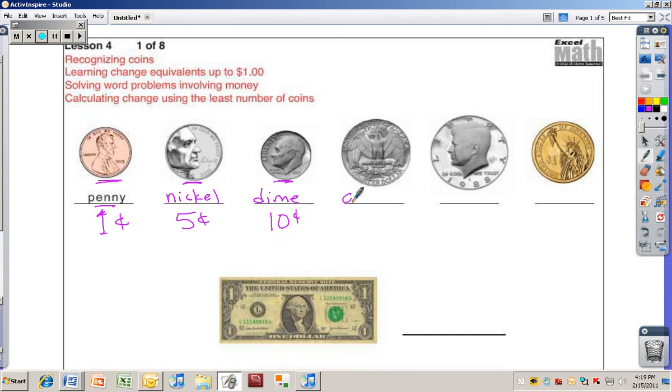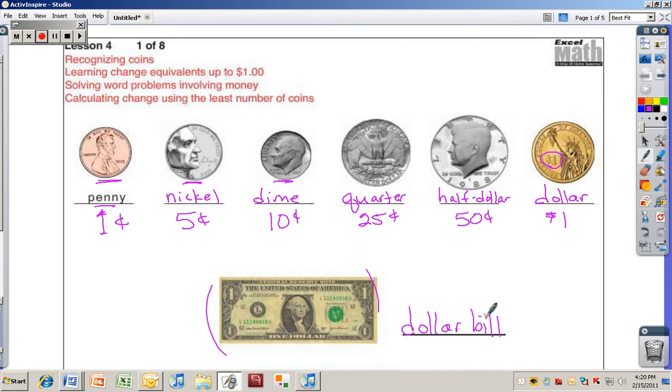The name of this coin is quarter. Hopefully you already know this. 25 cents. This right here is a half dollar. And that is worth how much? 50 cents. And you might not recognize this one, although if you look real closely right there, you might be able to tell what it is. This is called a dollar. It's a dollar coin, and it's worth $1, obviously. This picture down here of the paper money, that's called a dollar bill. All right, let's keep moving.